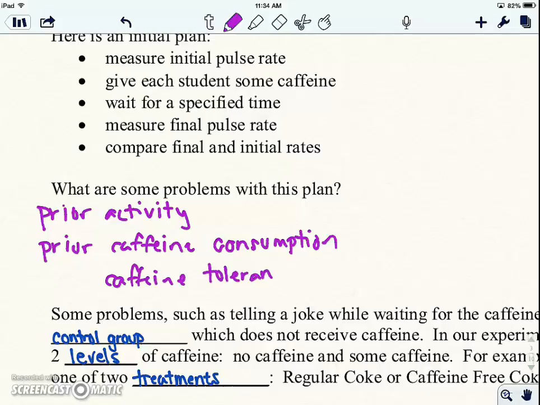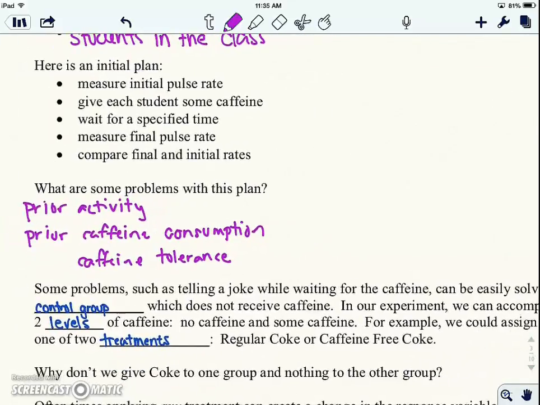Okay, if you are one of those people that gets up and has a big cup of coffee or a Monster Java or a Red Bull or something every day, and then I give you caffeine, your body's pretty used to it, and you're not going to freak out. If you give somebody who doesn't have any caffeine a lot of caffeine, their body is going to respond a lot. Okay, some other problems.